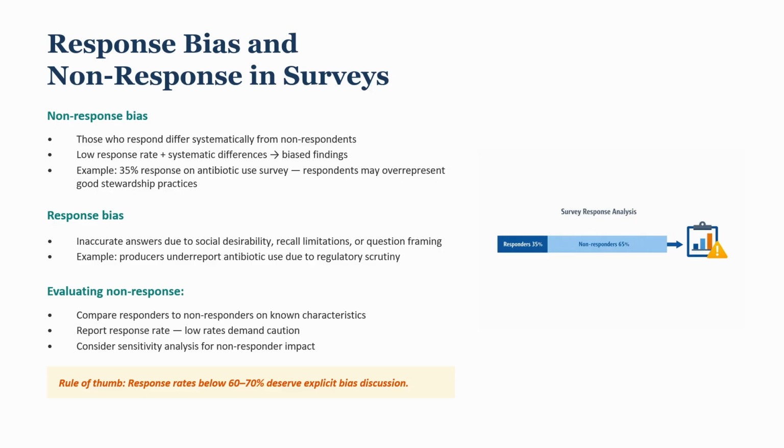The practical rule: always report response rates. A response rate below 60 to 70% in a survey should prompt explicit discussion of non-response bias and possibly a sensitivity analysis examining what the results would look like if non-responders had systematically different views.